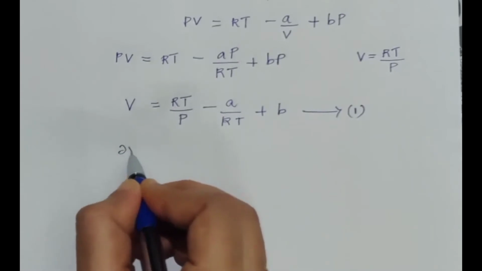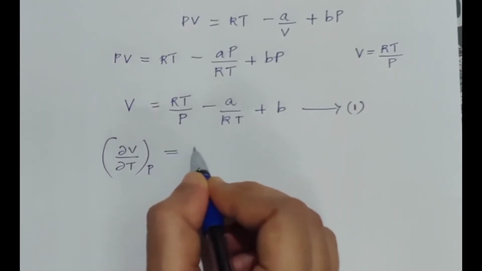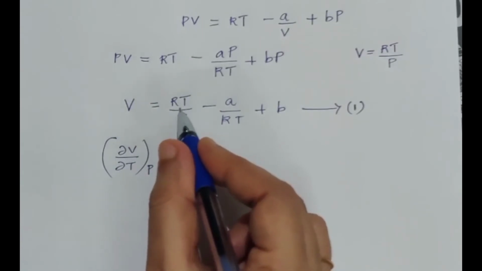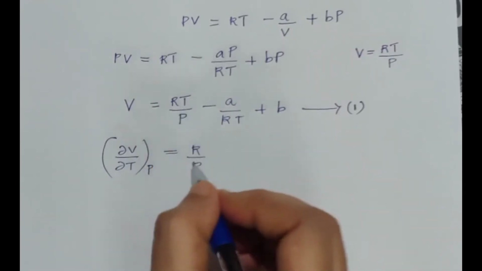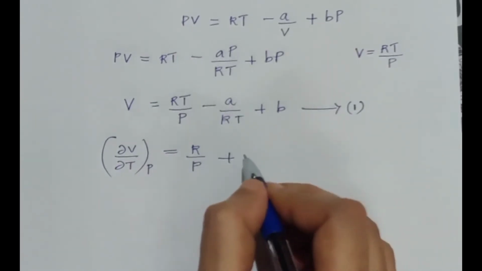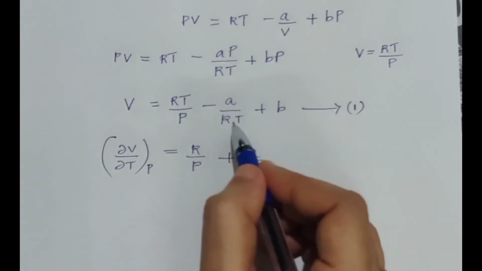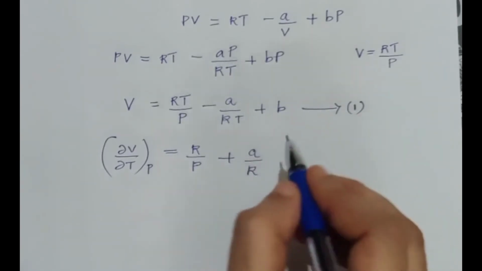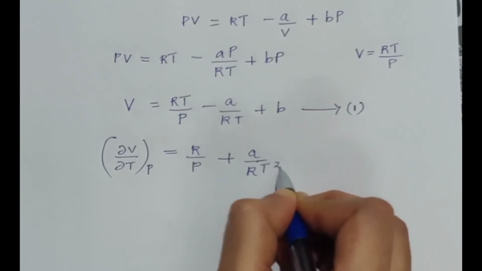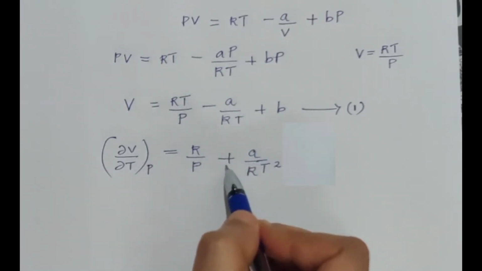In the next step, we differentiate with respect to temperature at constant pressure. Differentiating with respect to temperature at constant pressure, we have R/P plus a/R, which is a constant taken outside, and the derivative of 1/T is −1/T². Then minus of minus becomes positive.